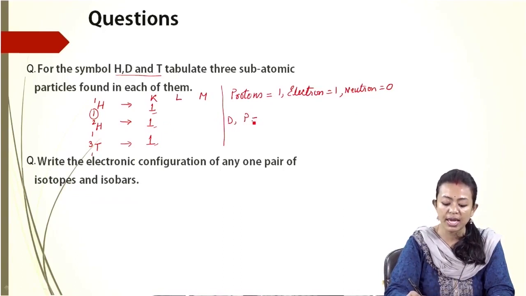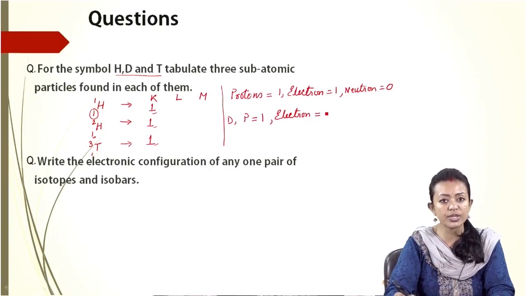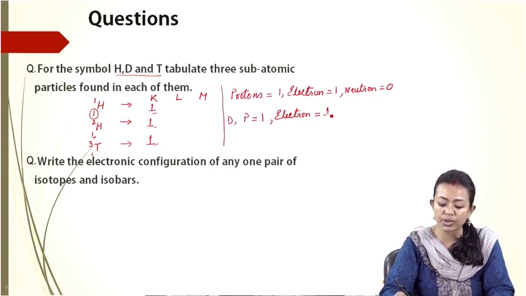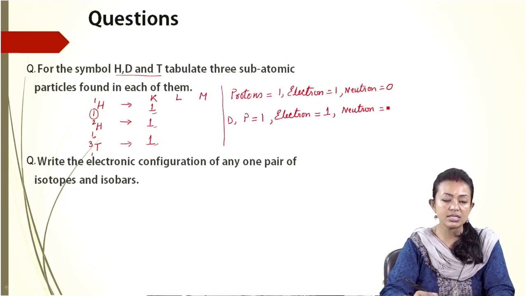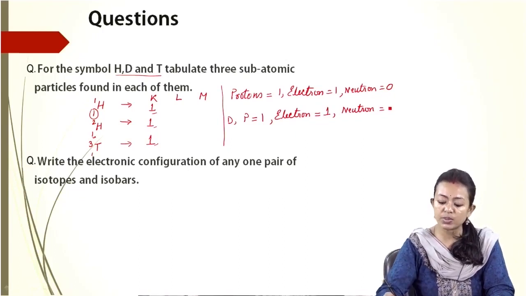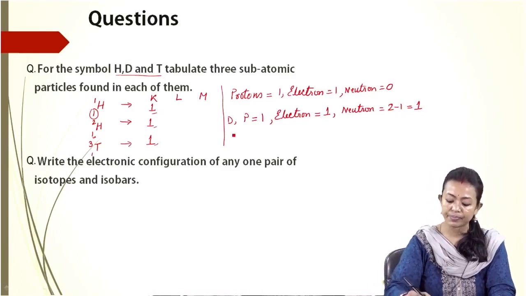The number of proton is going to be 1 because the atomic number is 1. Electron, we know that number of electron is equal to the number of proton. So electron is also going to be 1. But what about neutron? Neutron would be the mass number minus the atomic number. So because the mass number is 2 and the atomic number is 1, mass number minus atomic number is going to give us the number of neutron, which is equal to 1.